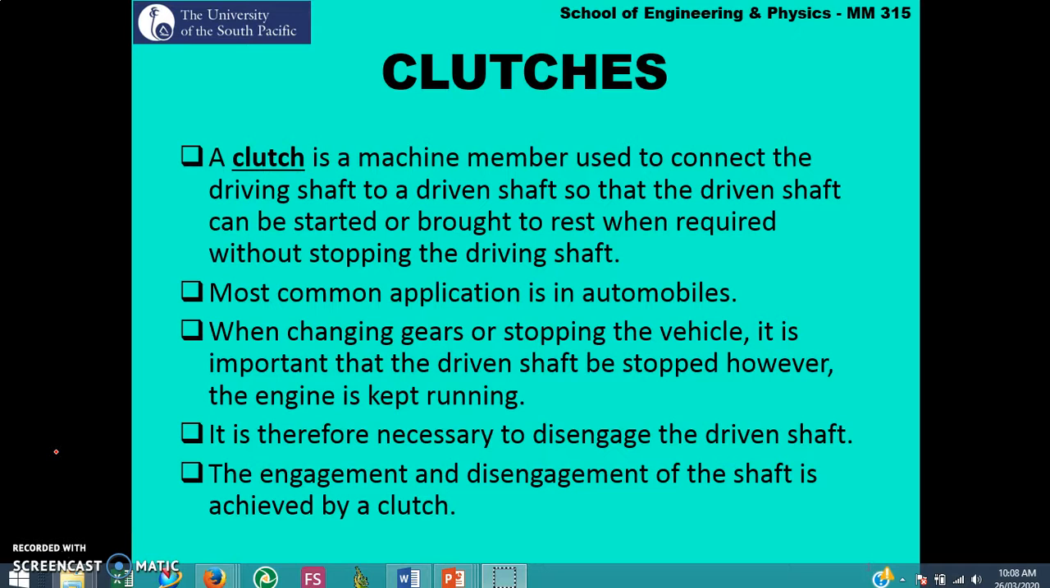So in terms of cars, the driving shaft comes from the engine side and the driven shaft goes towards the transmission, which provides the power to the wheels.